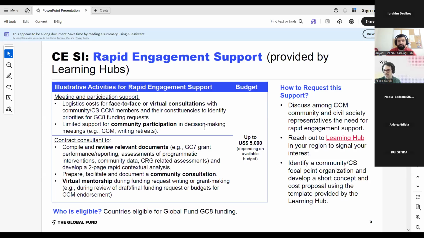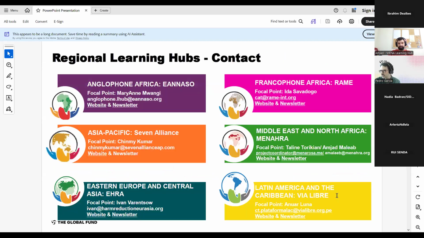Again, it is important that they are aligned with CCM, civil society, and community representatives, that the CCM Secretariat is aware, and that this is really in line with the timeline that the CCM is looking into for GC8. So again, reach out to your learning hub in your region. Next slide, please. And in the chat, my colleague Annabelle is dropping some of the support that is already ongoing in countries. So if you see your country listed there, don't hesitate to reach out to the email that is there to make sure that you're also involved in these processes.